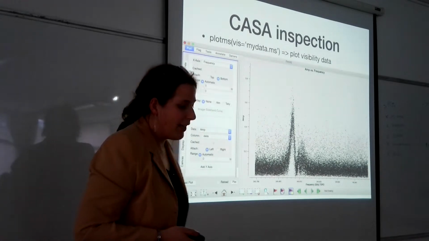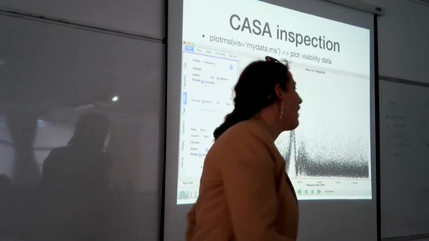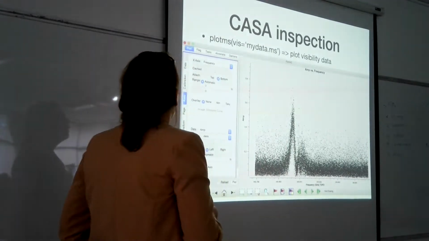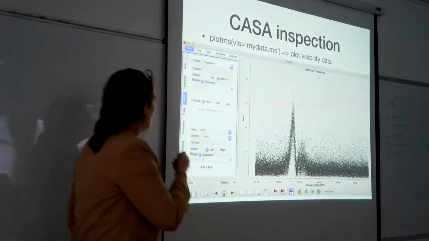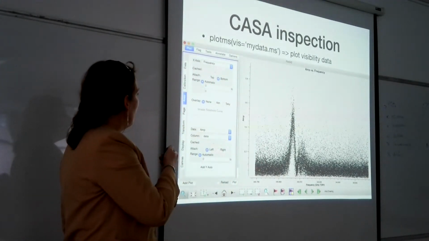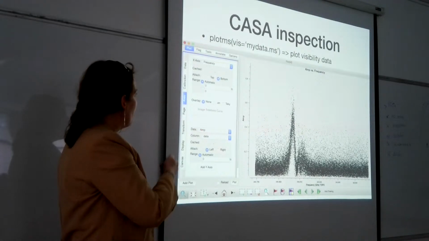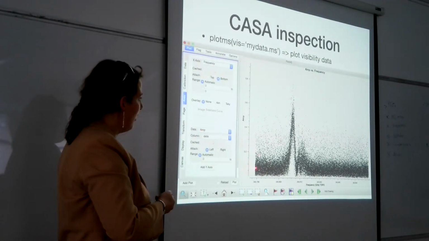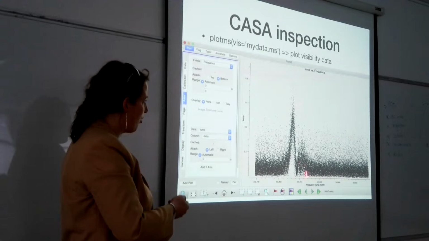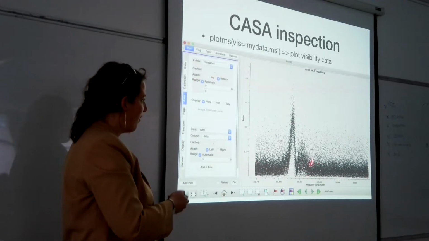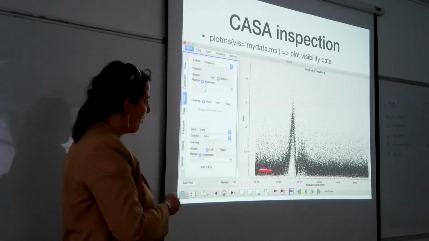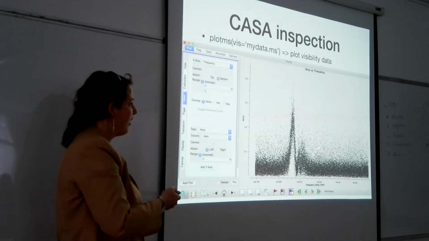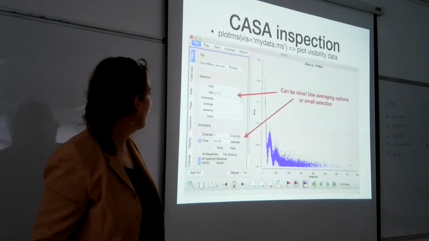Plotms is another tool in CASA that can help you to inspect data before you start cleaning. So in plotms, you can, for example, plot your data, the amplitude as a function of frequency. What we see now is that spectral line. So now we know immediately which channels contain continuum data and where the line is located.